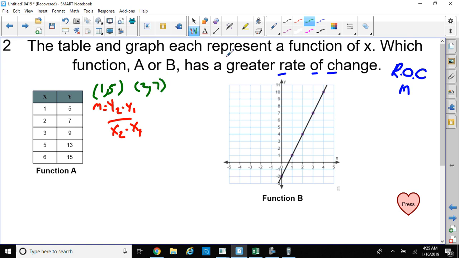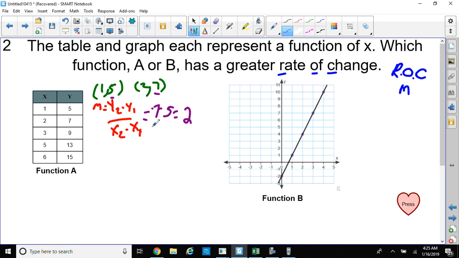So let's change color again. Our y coordinates would be 5 and 7. I'm going to use the 7 because it's bigger, so 7, and now minus 5. So that's our y coordinate difference: 7 minus 5 equals 2.